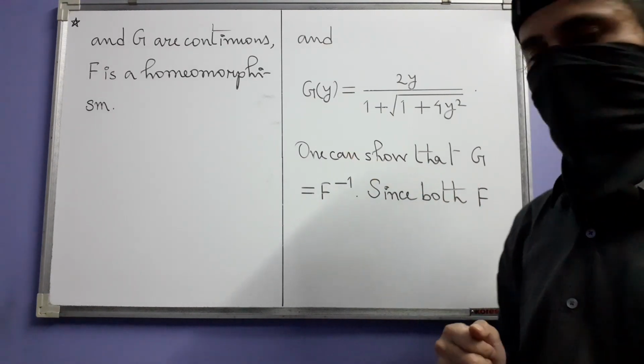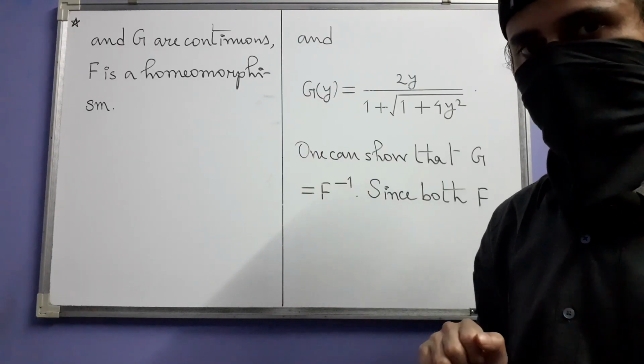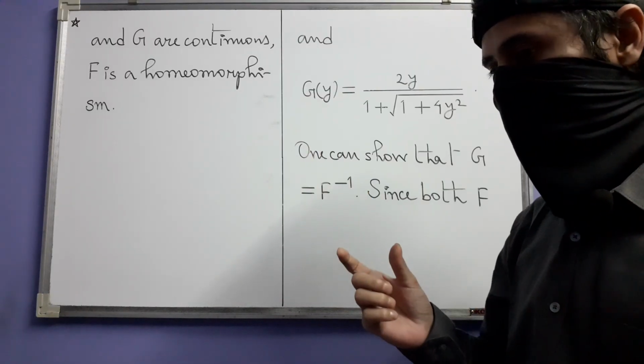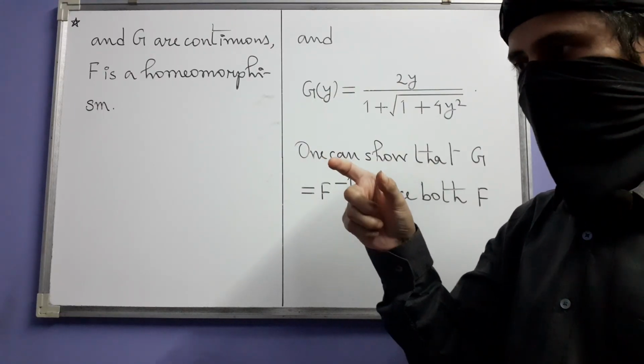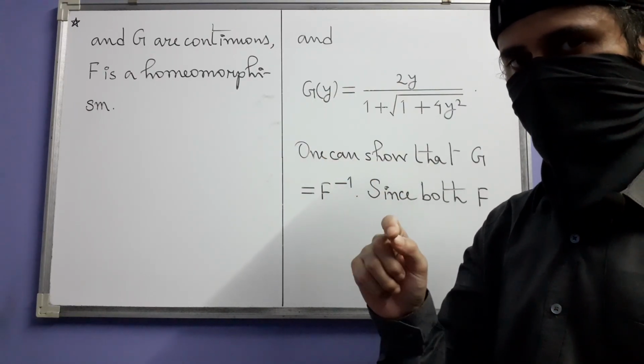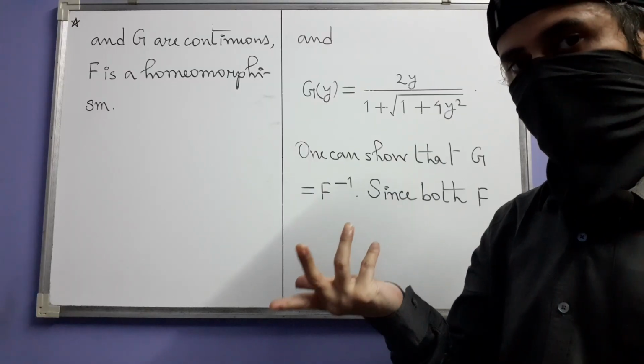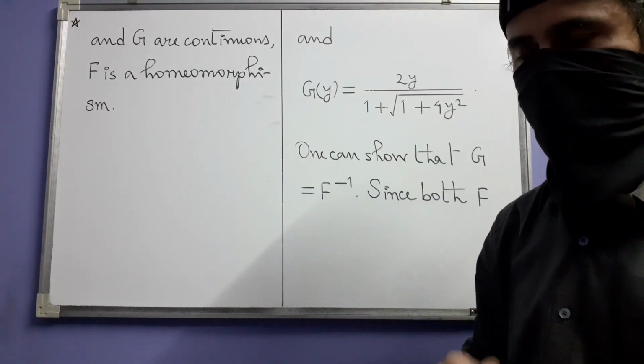What does this say? This entire thing, what does it say? It says that the two topological spaces, one of them is the entire real line and the other one is the segment between -1 and 1. They are topologically the same space.